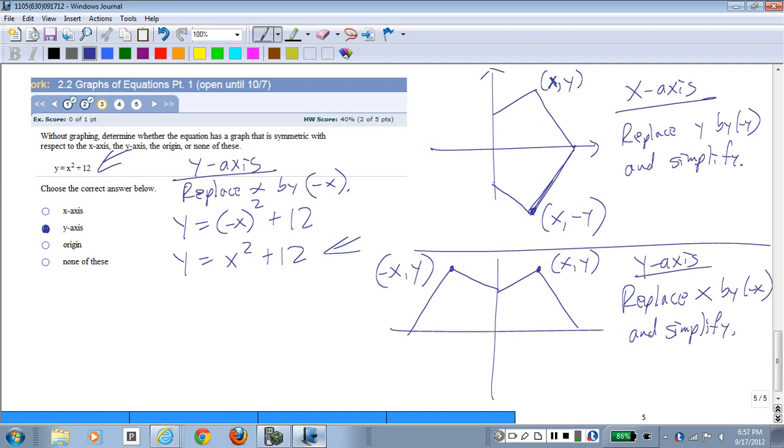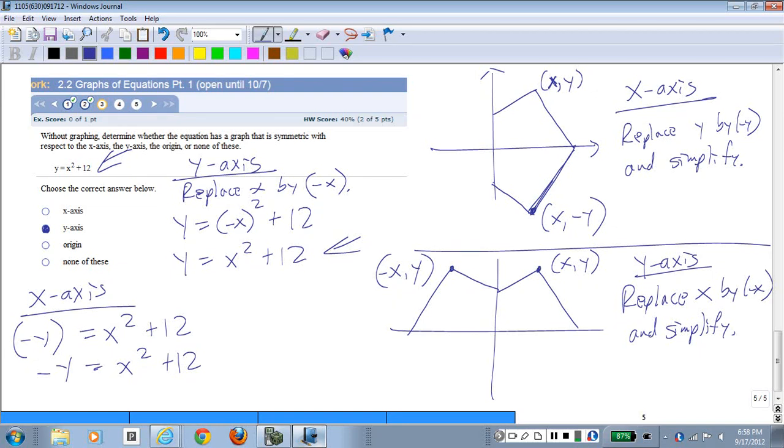So if we substituted negative y for y in an attempt to check for x-axis symmetry, negative y equals x squared plus 12, and we're looking at that. Gotta stay away from the left-hand side of the screen, sorry about that. Negative y equals x squared plus 12. Not much simplifying to do, just kind of lose the parentheses. Negative y equals x squared plus 12. Is this identical to the original? Oh, we've got a negative y down here where we had just plain old y in the original.